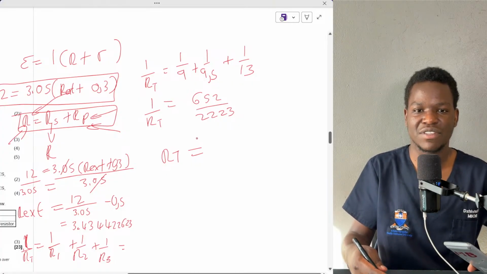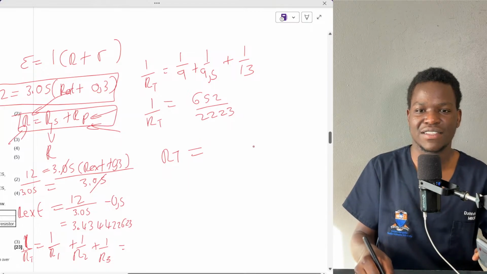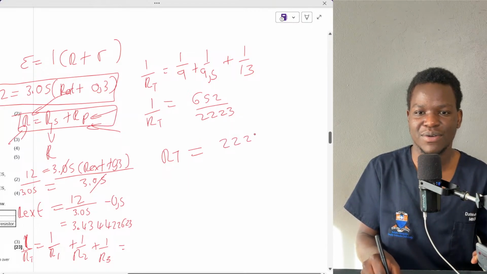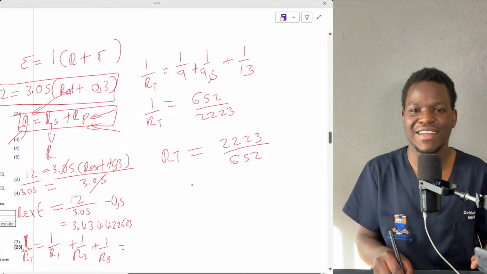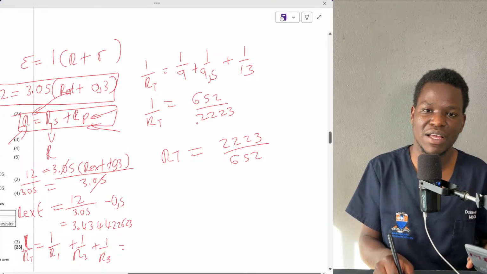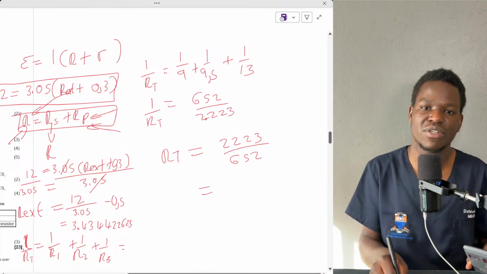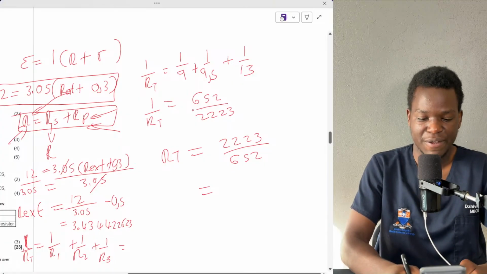There's that thing in physics where you can just shift like this. 223 over 652. So yeah, we are allowed to do that because it's going to multiply, then multiply, and after multiplying, this is going to be divided. We divided by this. So you can use the long route or just shift. Let's find our answer.